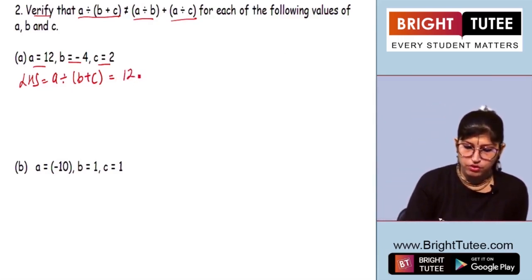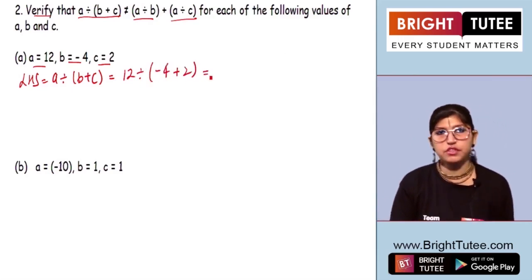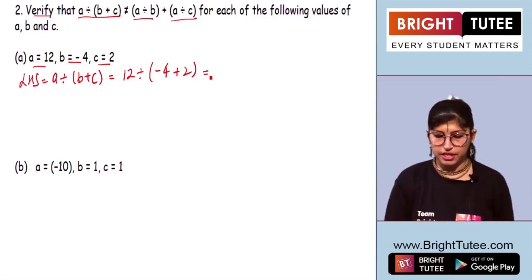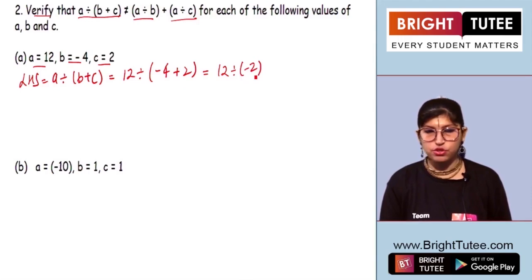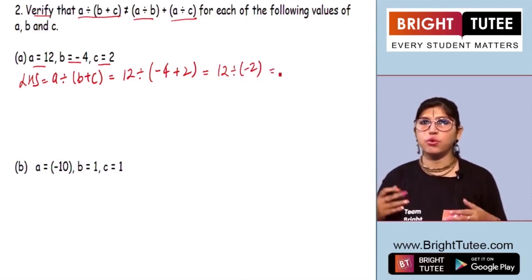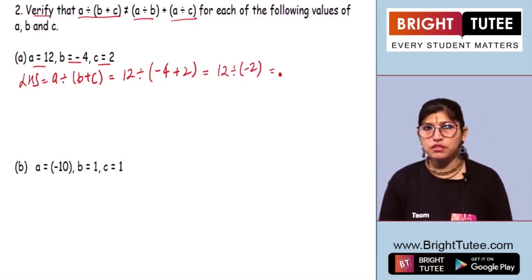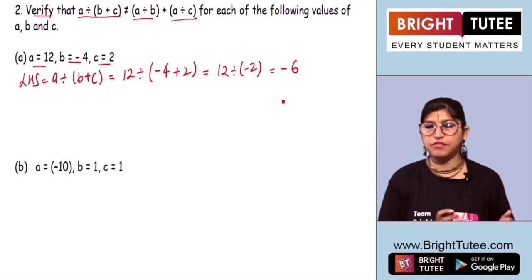So A is 12, B is minus 4 and C is 2. The first step is we simply put the values of A, B, C on the left hand side. First of all, we'll solve the brackets. So 12 divided by (minus 4 plus 2) is 12 divided by minus 2. Now we'll divide: 12 divided by 2 we divide as whole numbers, and we write a minus sign before the answer. So 12 divided by 2 will be 6. The final answer will be minus 6 for the left hand side.